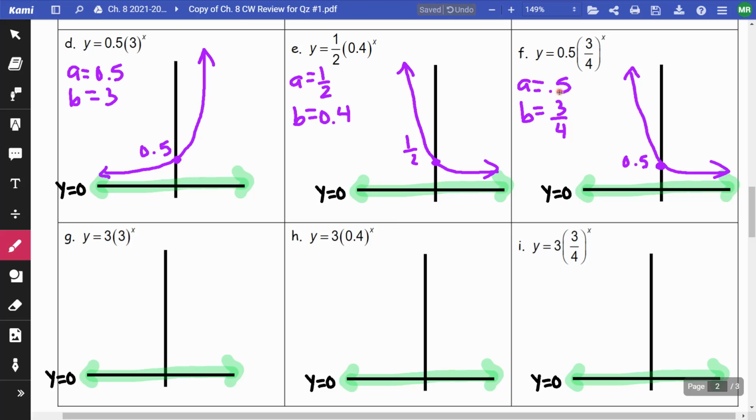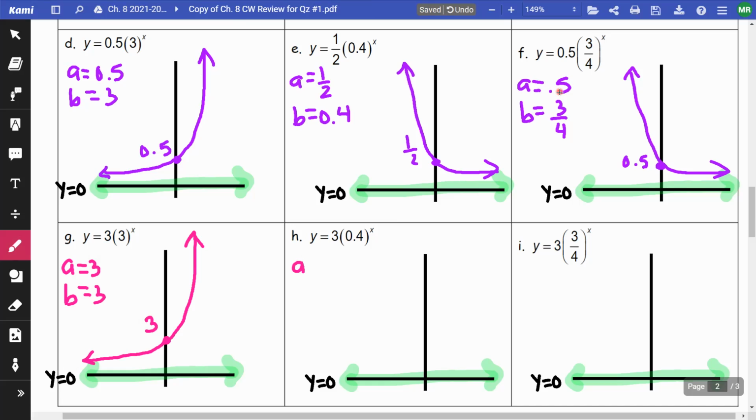On letter G, my A is going to be 3. So that means I'm going to be starting at 3. Okay, put a point there, put a 3 here. My B is also 3. So that means that this is going to be increasing. We're going to start here, and it's going to be an increasing graph.